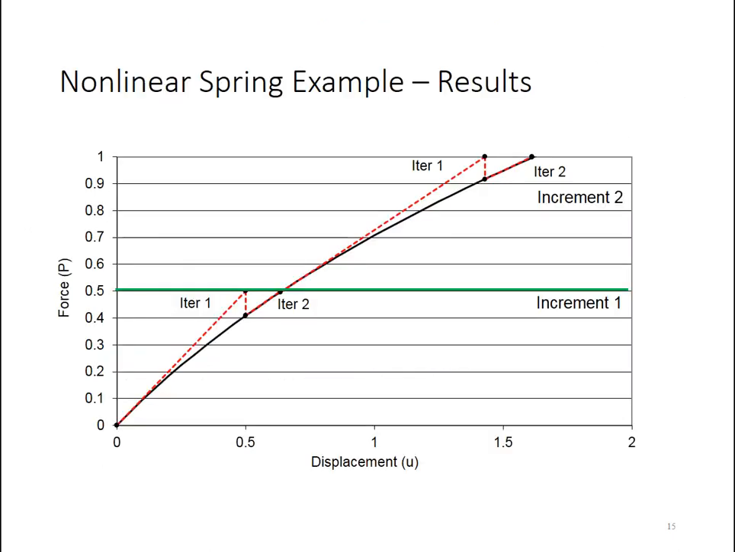So visually, this is what we did. We had 2 iterations in increment 1, and we had 2 iterations in increment 2, and you can see this was a pretty well-behaved function, so we really didn't need much more than that in order to make it work out. So that's the basic idea of nonlinear analysis using the Newton-Raphson method, and you can apply that now in FEA.